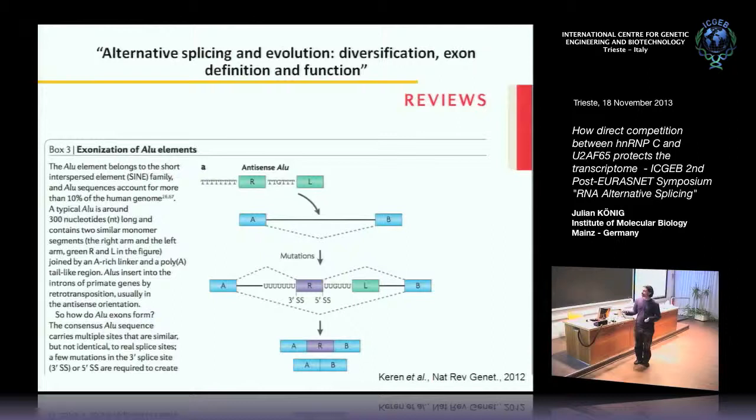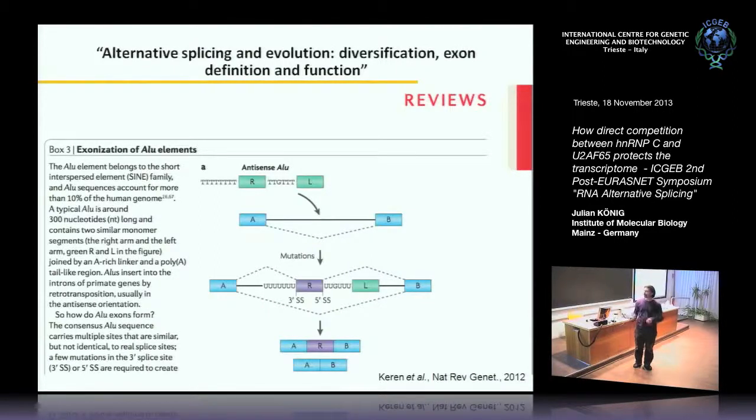Now, is this also functional? Yes, so we also had a splicing microarray for hnRNPC knockdown, and we had some Alu exons on it, and almost all of them showed higher inclusion in the hnRNPC knockdown, indicating that hnRNPC specifically recognizes these Alu exons and somehow suppresses their inclusion.